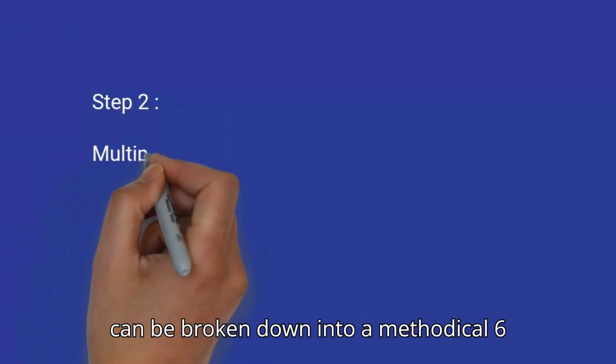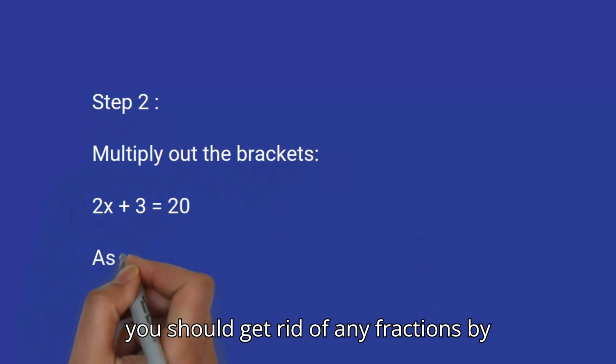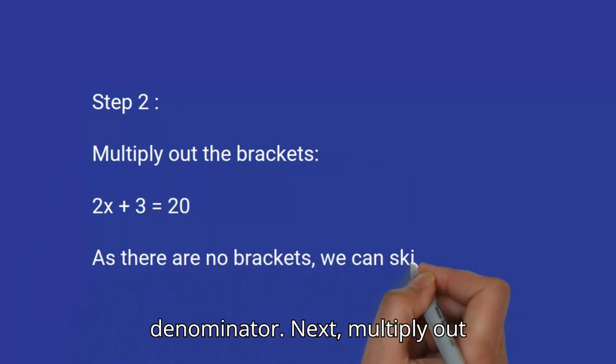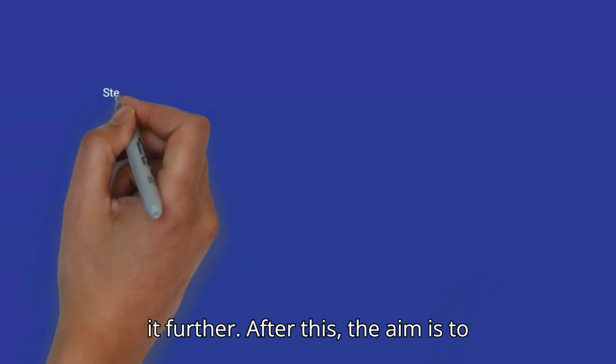Solving equations can be broken down into a methodical 6-step process. First, as mentioned, you should get rid of any fractions by multiplying through by the appropriate denominator. Next, multiply out any brackets in the equation to simplify it further.